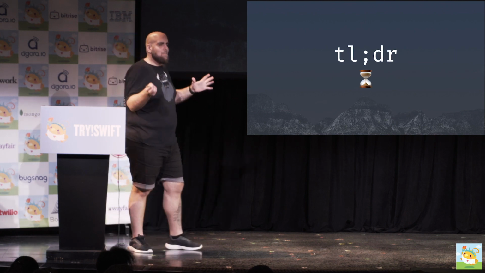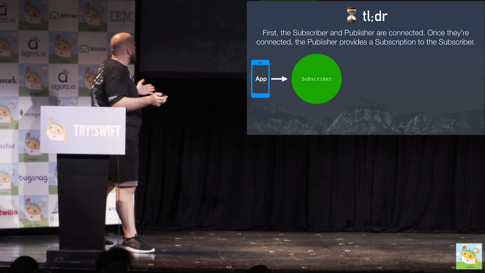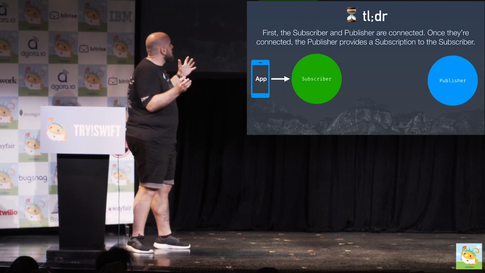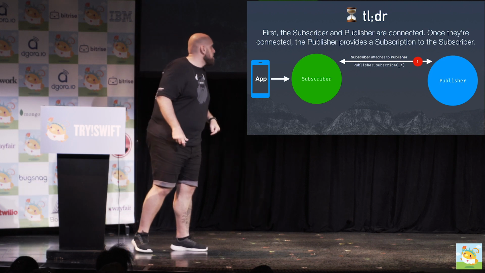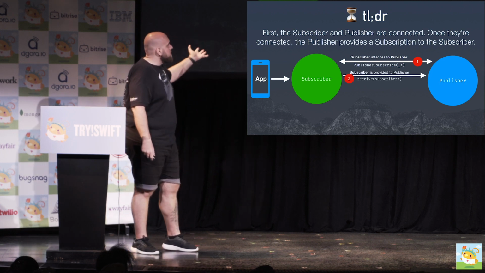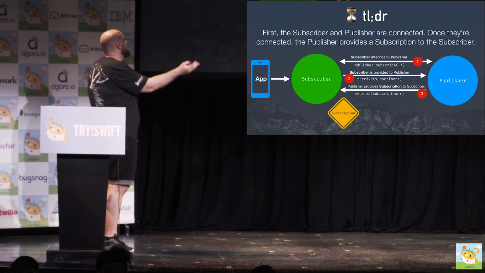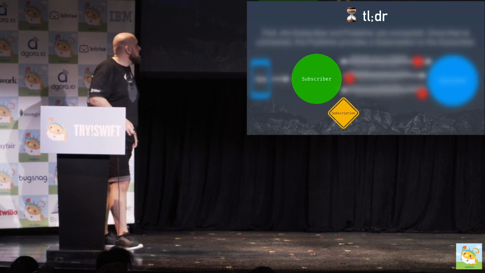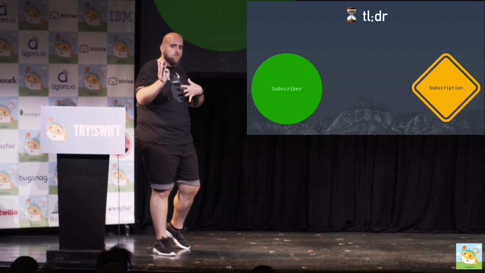Let's do a quick recap, because that's a lot of information. So first, we have our app with the subscriber, and the subscriber and the publisher are connected. They're attached using the publisher's subscribe method. Later on, the subscriber is provided to the publisher. The publisher creates a subscription and sends it to the subscriber. At this point, the subscriber and subscription talk to each other, and the publisher is sort of out of the picture.